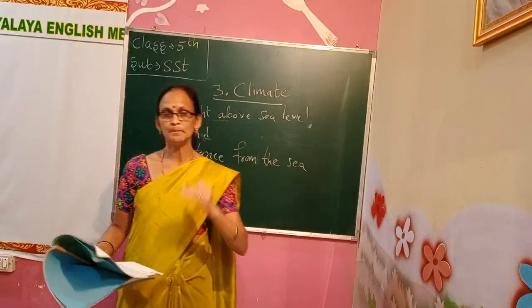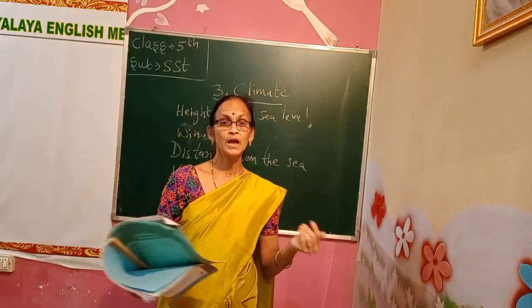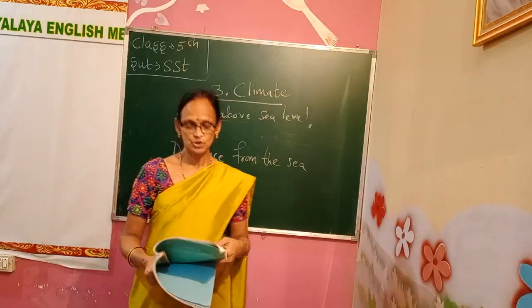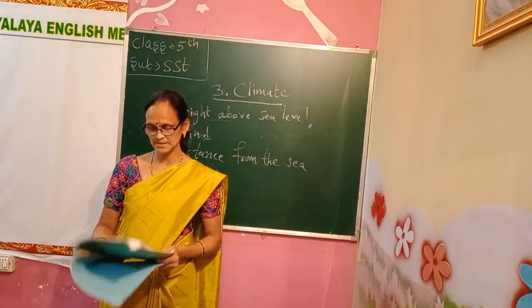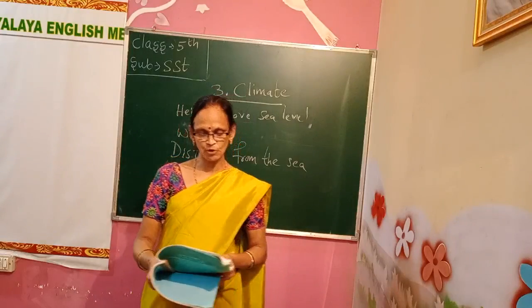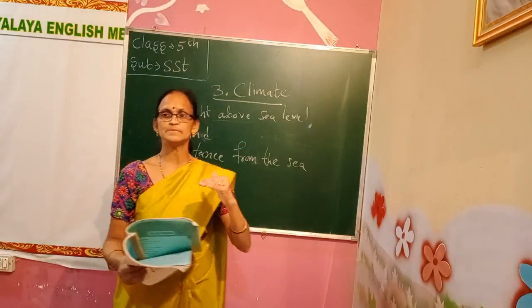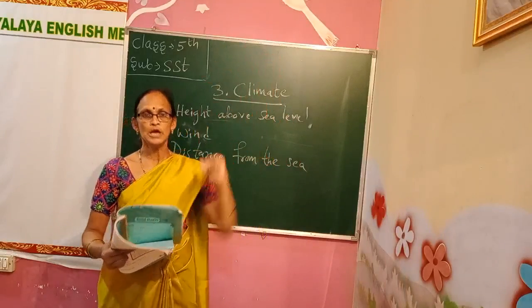Below the sea level, what is happening? The sun rays are more. You are feeling the warmth, the high temperature is there. So people like to visit the hill stations in the summer season because it is very cold in that place. This is because the temperature at the higher altitude is very low.